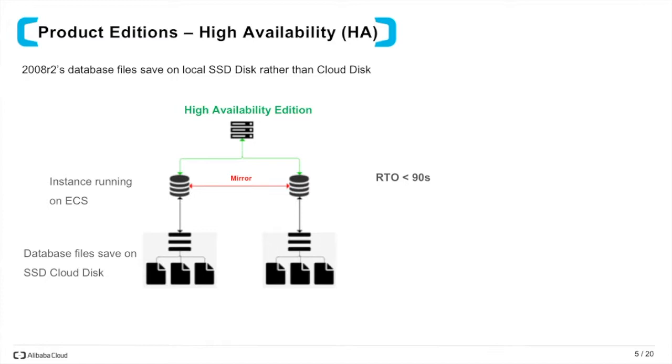So in summary, we have the high availability feature of the high availability system instance, and the RTO is less than 90 seconds.